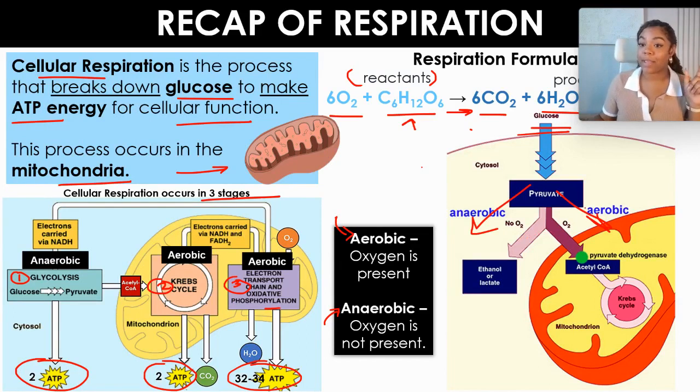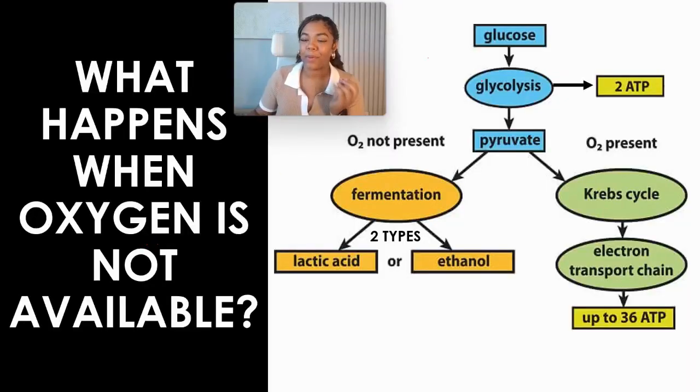We have learned about the aerobic route, which is cellular respiration, in the last video. Today, we're going to talk about the anaerobic route, that when oxygen is not present. What happens when oxygen is not available? And we are always going to start with the process glycolysis. So glycolysis is going to take in this glucose molecule and it's going to make a product called pyruvate.